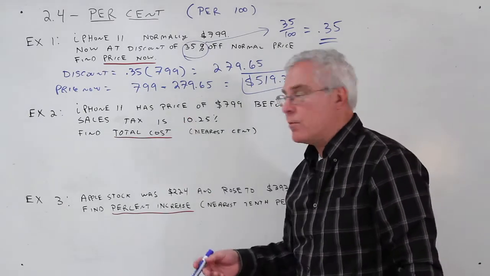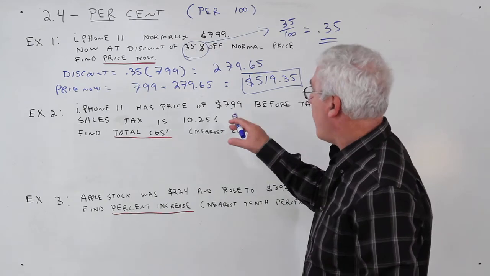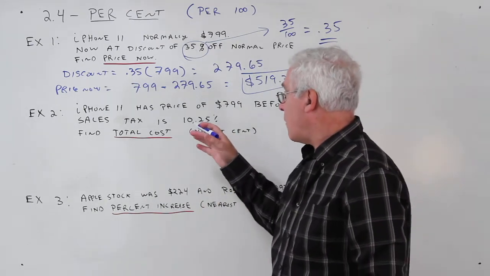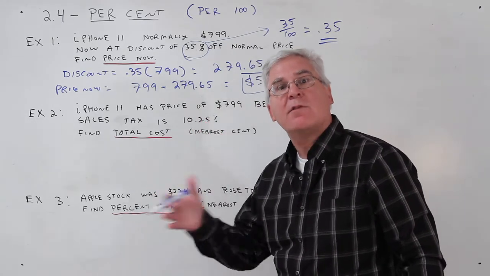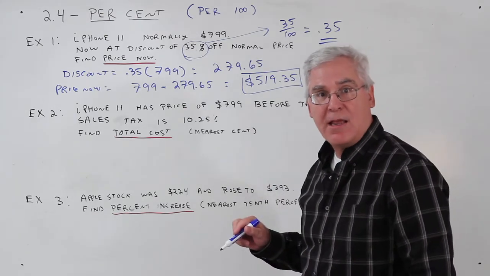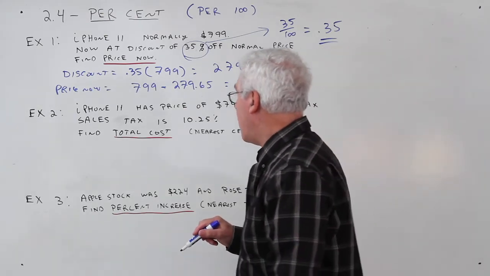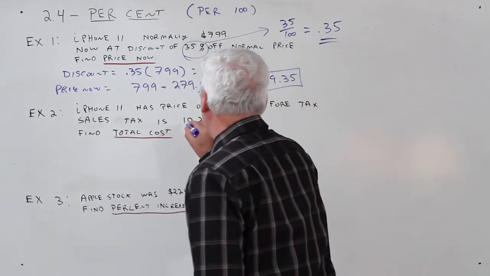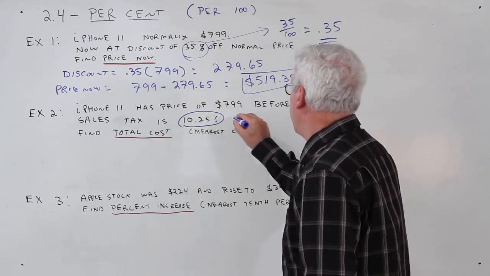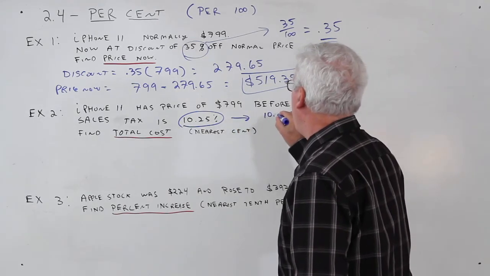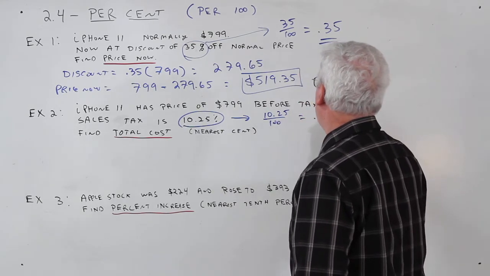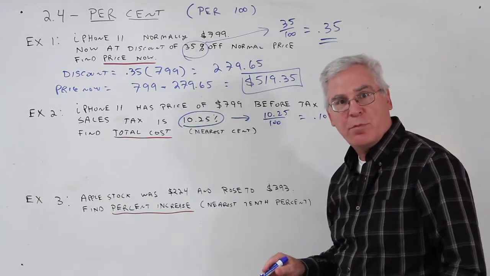Okay, example 2. iPhone 11 has a normal price of $799 before tax. Sales tax in our state is 10.25%, state and county. Find the total cost and round to the nearest penny. Okay, so again, this 10.25%, I'm going to convert that percent to a decimal. 10.25 divided by 100 is 0.1025, or just move the decimal 2 places.